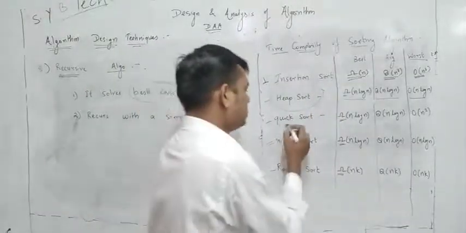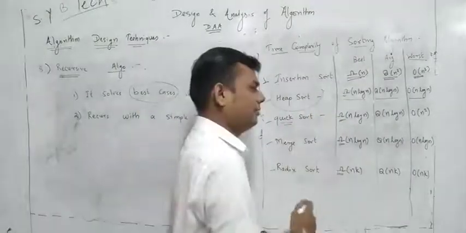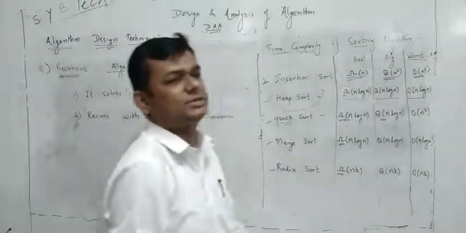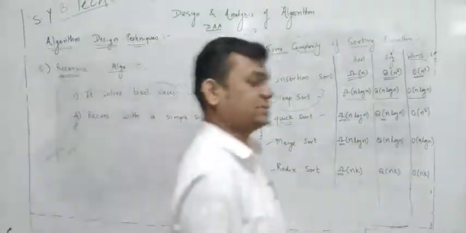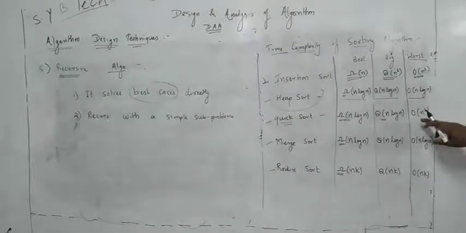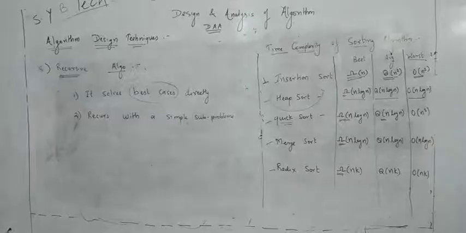The next one is quick sort. For quick sort, the best case and average case time complexities are approximately the same, n log n, and the worst case time complexity is big O notation n square.